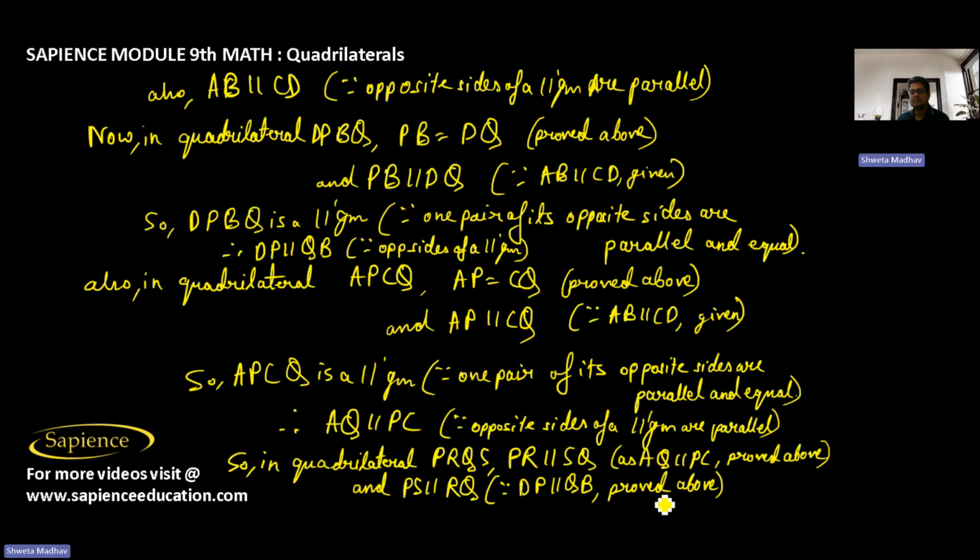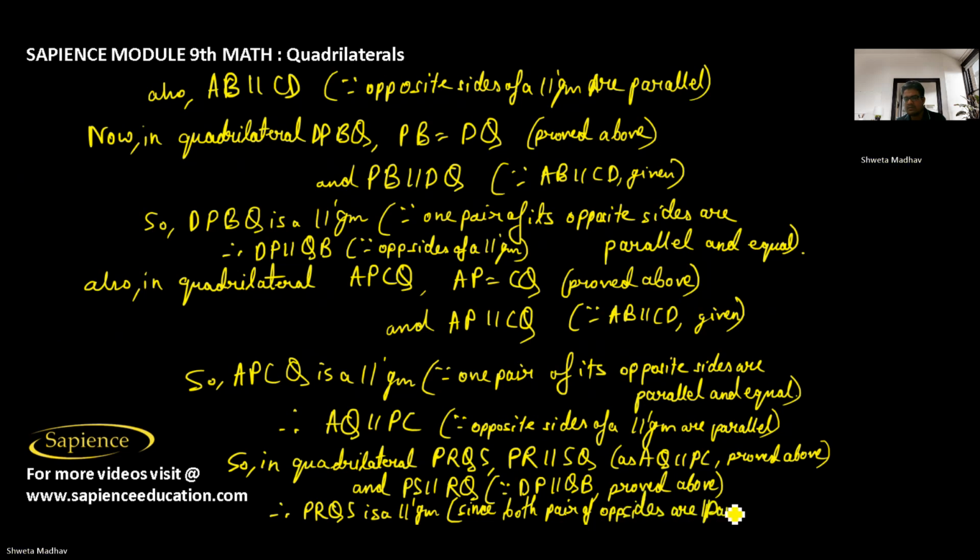So hence both pairs of opposite sides are parallel. Therefore I can say PRQS is a parallelogram, since both pairs of opposite sides are parallel to each other. So hence, good.